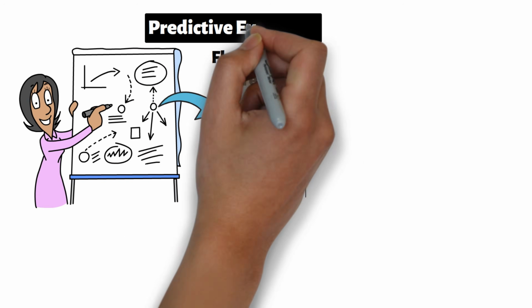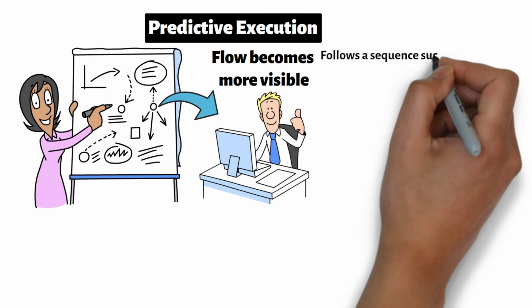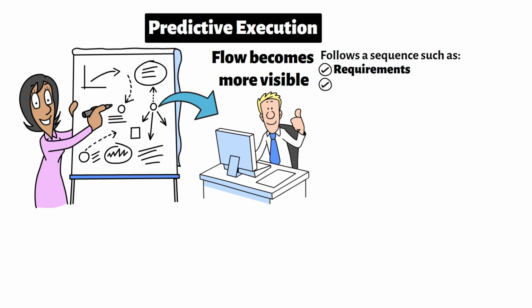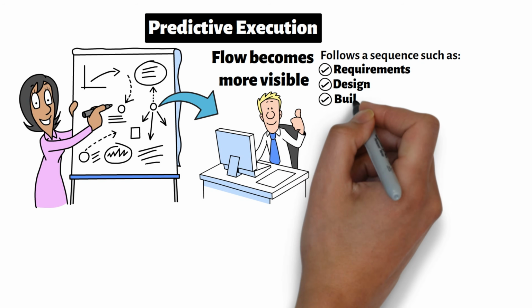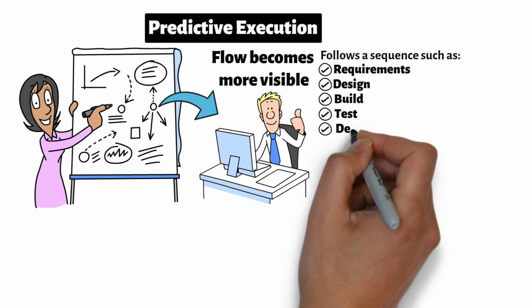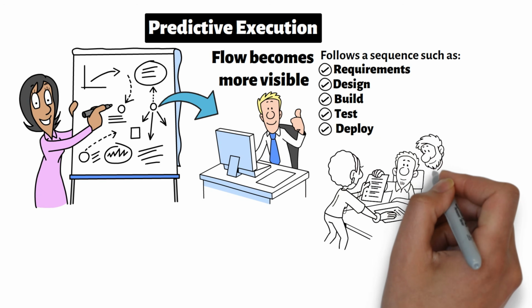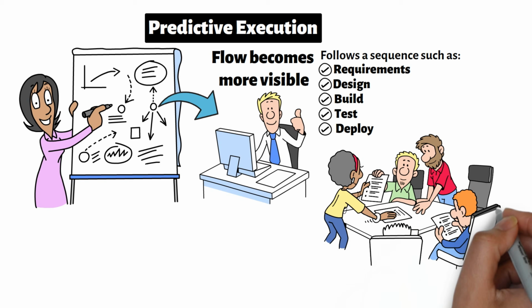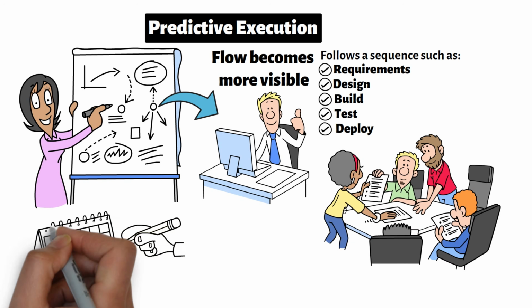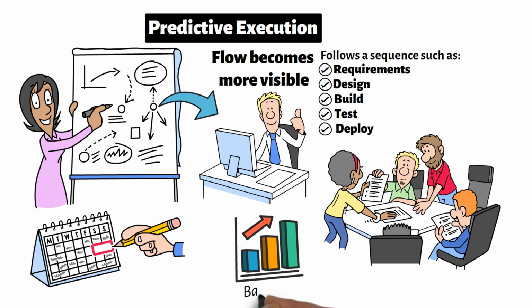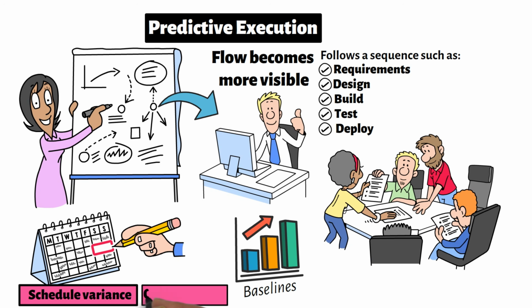In predictive execution, work often follows a sequence such as requirements, design, build, test, deploy. Teams may operate in specialized groups. Integration often occurs later in the lifecycle. Progress is measured against baselines. Performance reporting may include schedule variance or cost variance.